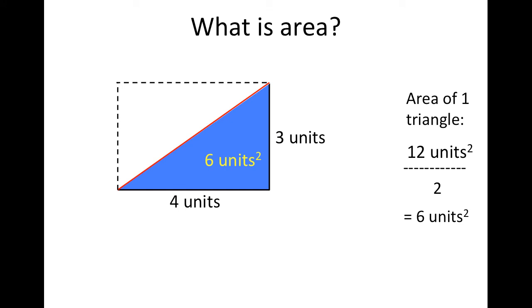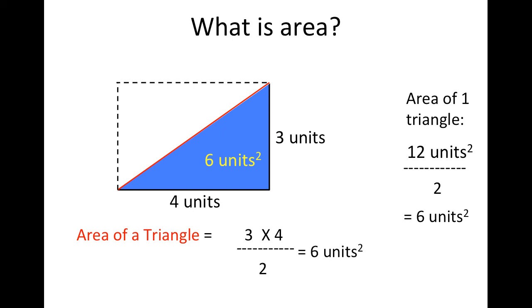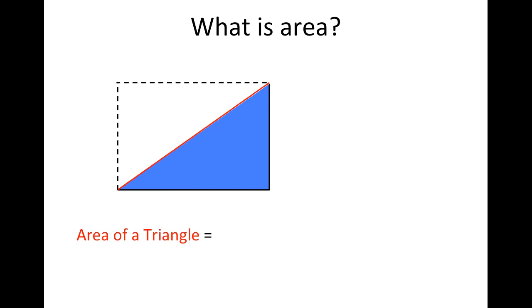I'm going to take away one of the triangles, and I'm just going to look at this one that's left. When I look at the area of a triangle then, I can say that it's 3 times 4, the area of the whole rectangle, divided by 2, to give me 6 units squared. Generalizing all of this, I can see that the area of a triangle is really the area of the rectangle divided by 2.